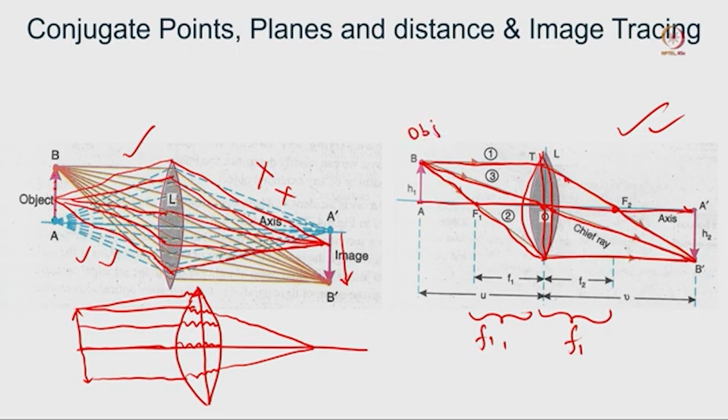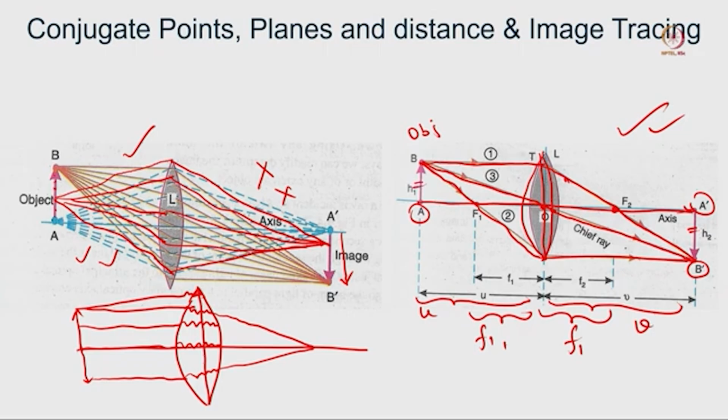So this is the distance between the object and the lens, and that is called U. And this is the distance between the lens and the image, and that is called V. So now you can see that B is forming the B prime here and A is forming the A prime here. So we are getting an image, and this image is inverted, and you can see the size of this image is almost the same as the object.